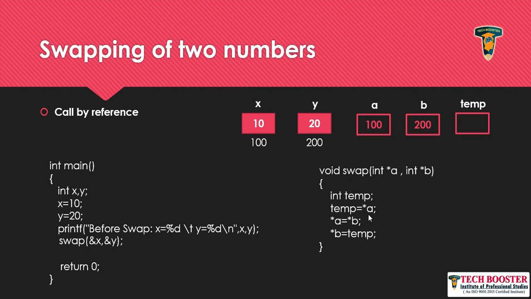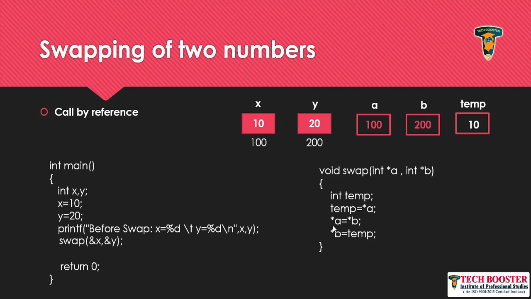So what is *a? a is nothing but 100. That is an address. So *a means the value that you have at this particular address. So what value do you have at address 100? You have 10. That is, in temp we are storing 10.